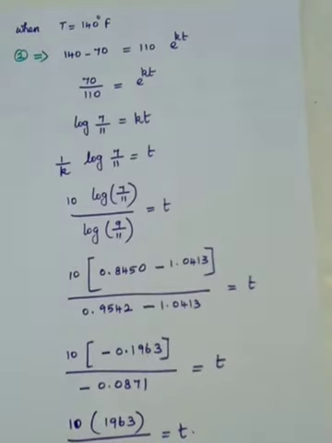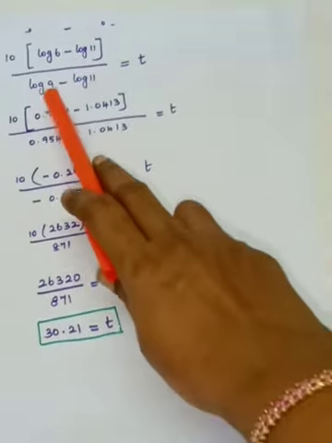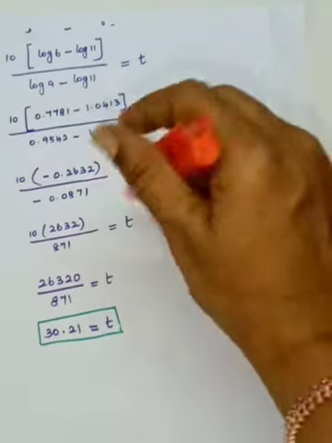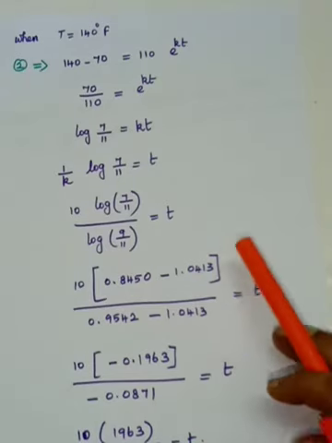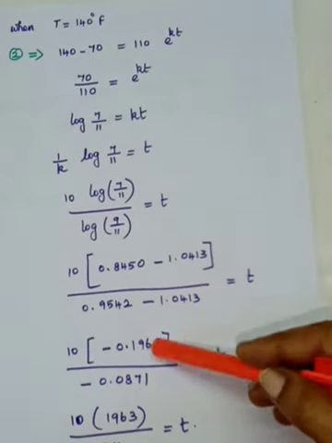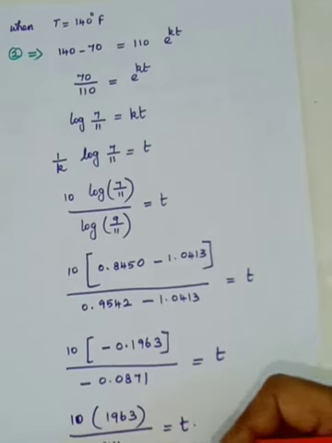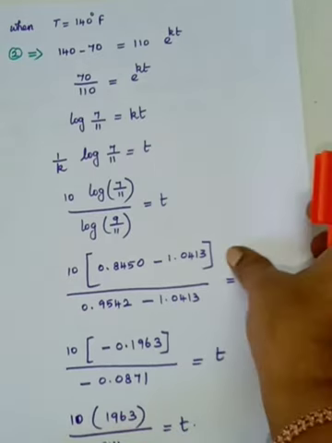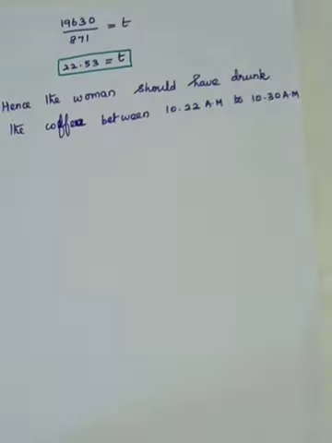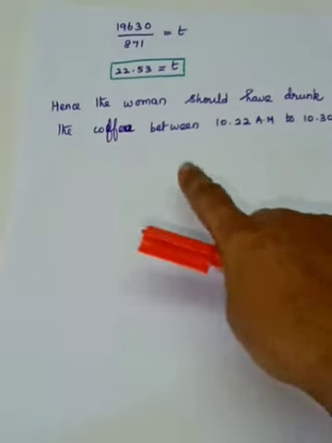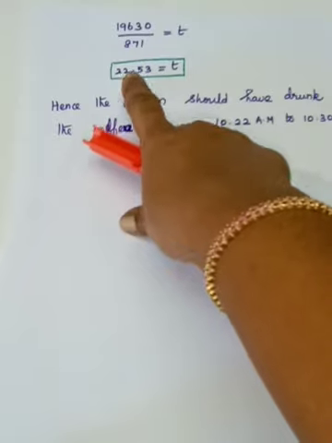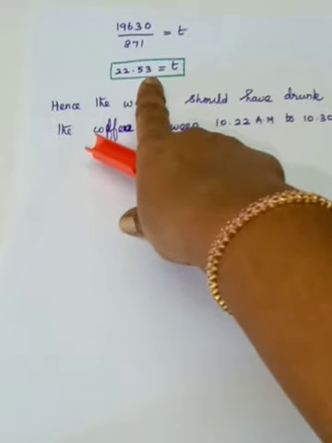Already we have found the log of 9 by 11, so those values have to be substituted. Okay, see that in the previous case, T equal to 130 degrees, we found log 9 minus log 11. So the denominator value is substituted here. If you remove the decimal places, it is 9163 divided by 871. If you multiply with 10, it is 19,630 divided by 871. If you divide it, your answer is 22.53 minutes.